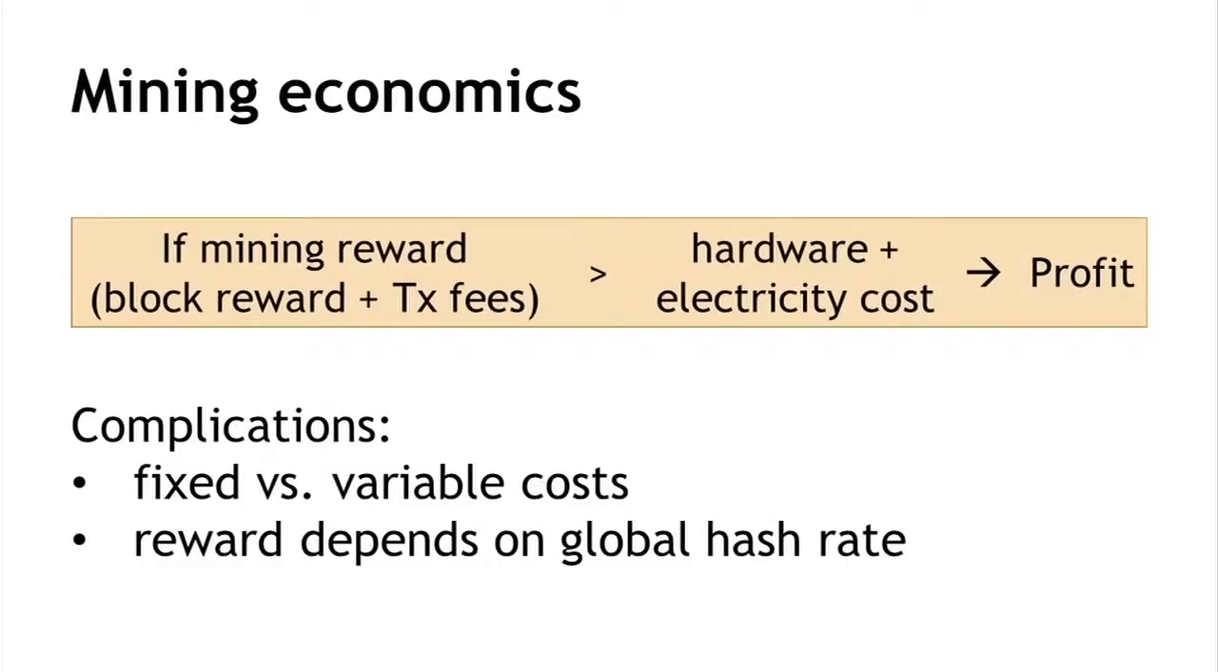But there are some complications to this simple equation. The first is that, as you may have noticed, the hardware cost is a fixed cost. It's an upfront cost, whereas the electricity cost is a variable cost that is incurred over time. Another complication is that the reward that the miner gets depends upon the rate at which they find blocks, which depends not just on the power of their hardware, but, more accurately, on the ratio of the power of their hardware as a fraction of the total global hash rate. So that makes it more complicated as well.